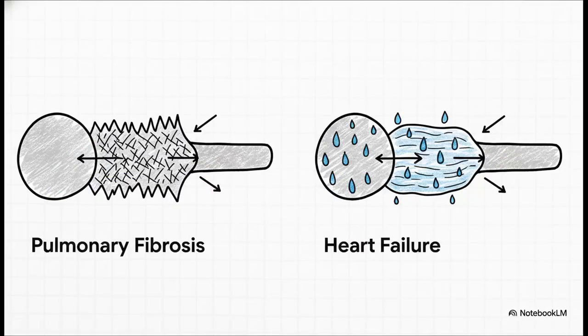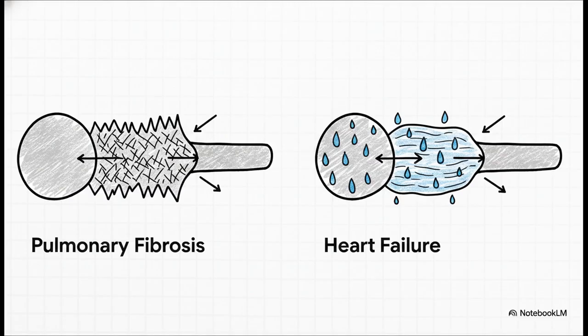So what does a messed up denominator actually look like in your patient? Let's look at two classic examples. In pulmonary fibrosis, you get this abnormal deposition of extracellular matrix. The tissue around the exchange units actively scars and thickens, building a literal, tough physical wall that makes it super hard for oxygen to cross.